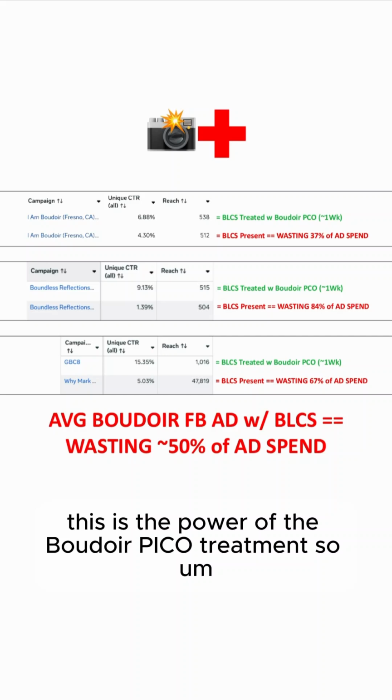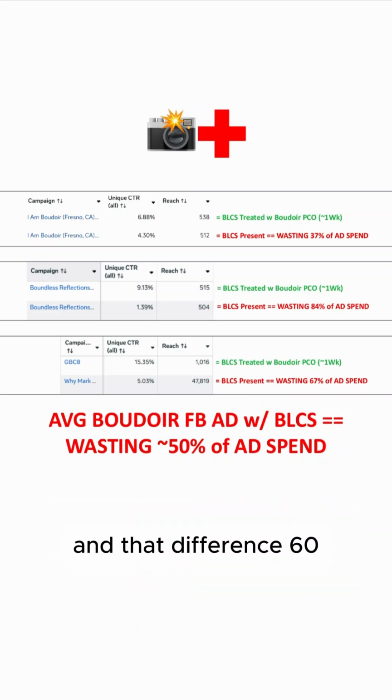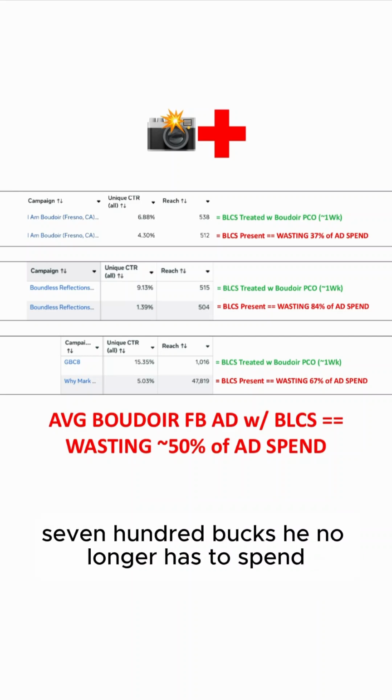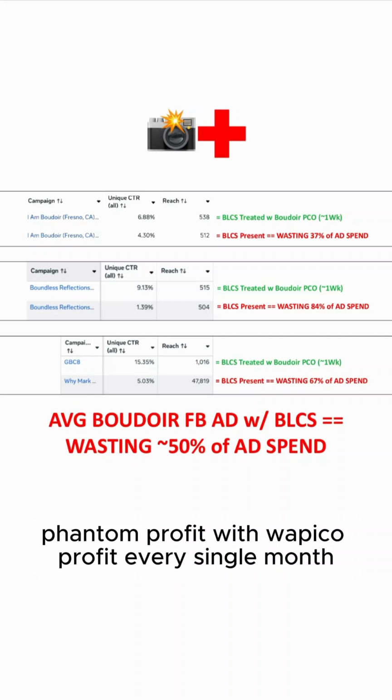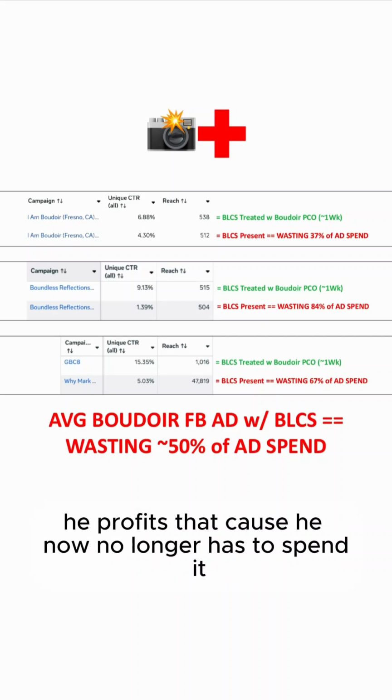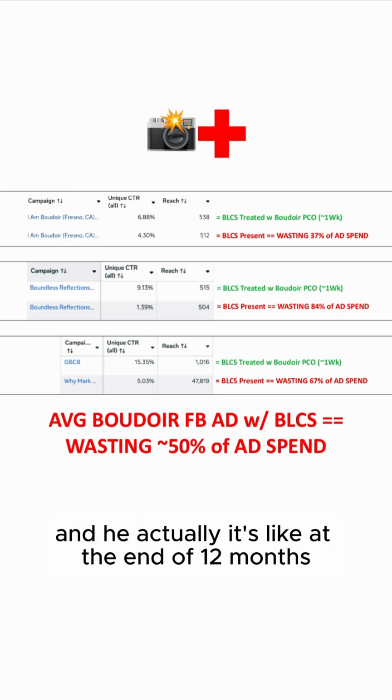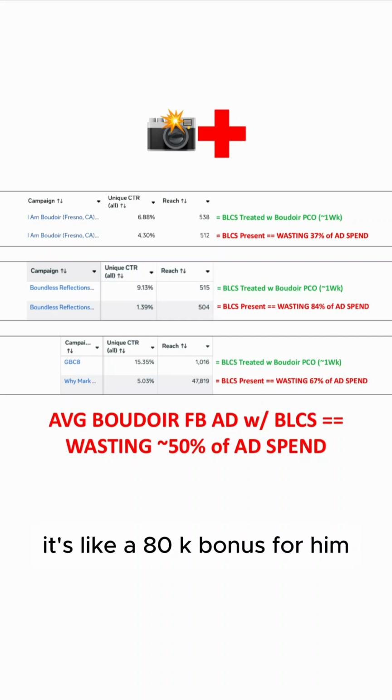This is the power of the Boudoir Pico treatment. And that difference, $6,700 he no longer has to spend, he pockets it. Phantom profit, Boudoir Pico profit. Every single month he profits that because he now no longer has to spend it. And at the end of 12 months, it's like an 80K bonus for him.